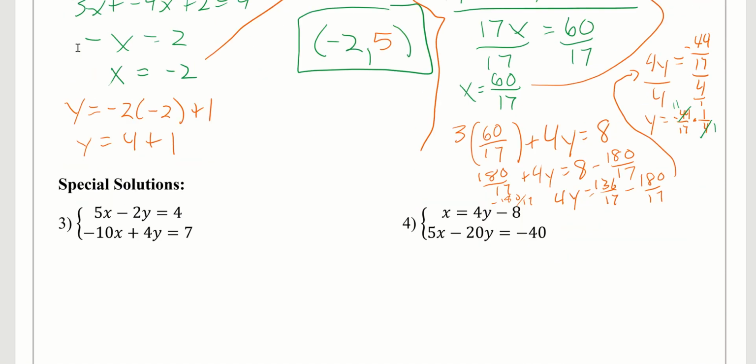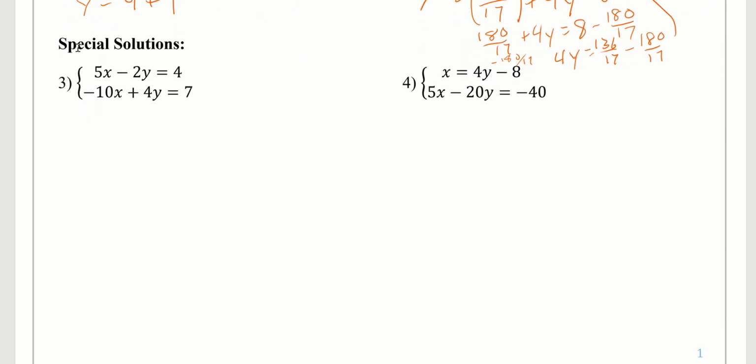Okay, cool. Now we have a couple special solutions. We'll solve these out real quick and then talk about them. So for this first one, again, the setup to me just looks really nice for elimination. So if I multiply, I see these opposite signs for the y. So I'm going to multiply the top by 2. And so I end up with 10x minus 4y is equal to 8. And then I didn't do anything to the bottom equation, so I'm going to keep it exactly the same.